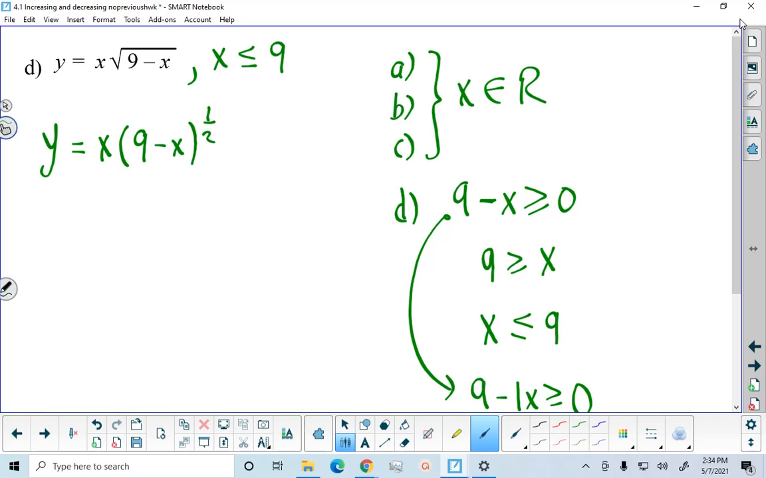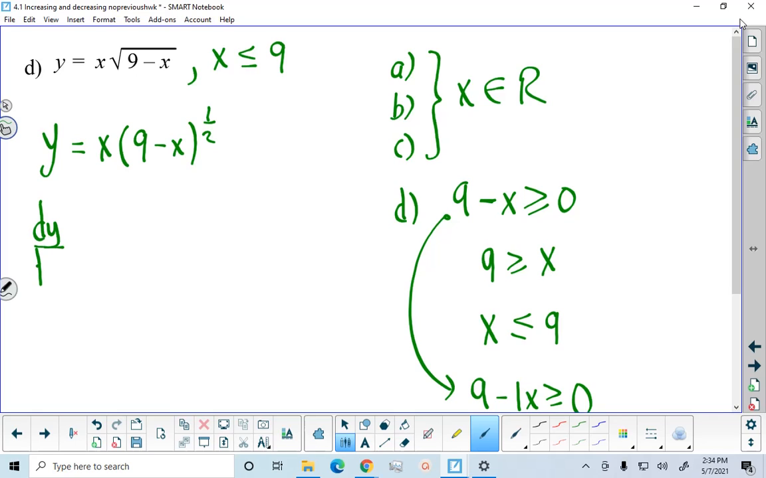Because again, if you want to find out where the function y is increasing or decreasing, then you need to find out where the derivative dy/dx is positive or negative. So I'm going to differentiate. This first step was just writing it in comprehensible terms. I got an exponent I can work with.